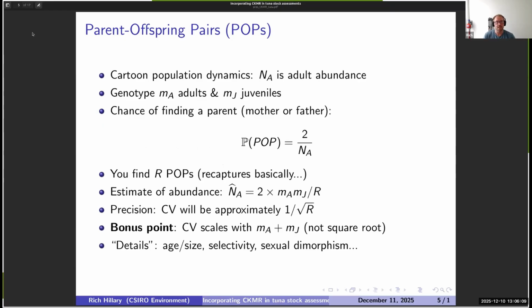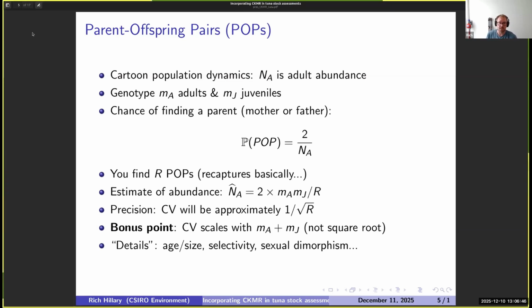All right, let's take a really simple look at the demographic modeling for close kin. So I'm going to take a pretty simple, almost cartoon version of this. Parent-offspring pairs, so that's the first one we'll discuss. If you have an overall adult abundance, you go out there, you genotype a bunch of adults and a bunch of juveniles, and you compare all of those animals to see if they're actually parent and offspring. The chance of finding a parent, be it a mother or a father, is 2, because you've got 2 chances, you could find the mum or the dad, divided by the overall number of adults that are out there.